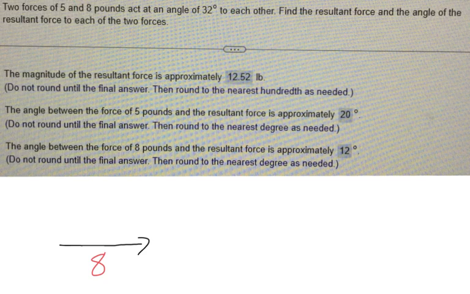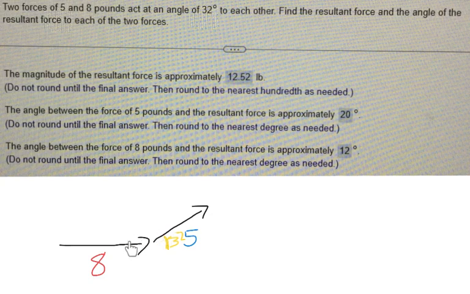And then there's also a 5-pound force that is acting at an angle of 32 degrees from this force. So I'm going to draw another vector at the end of the 8-pound vector, and it's going to have a magnitude of 5 pounds. It tells me that these are acting at an angle of 32 degrees from each other. So this angle here is 32 degrees away from this angle. Because I drew this one directly to the right, this angle is up at a 32 degree angle there in yellow. I'm going to rewrite that. That doesn't look like a 32. Okay.